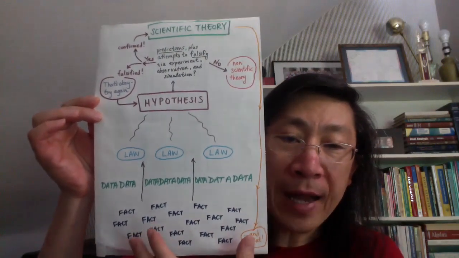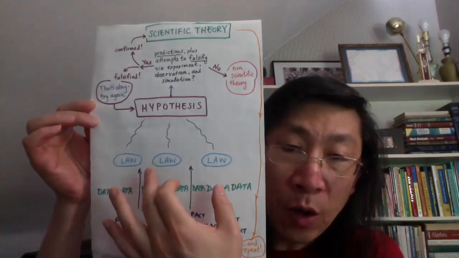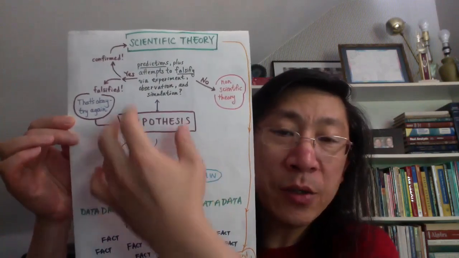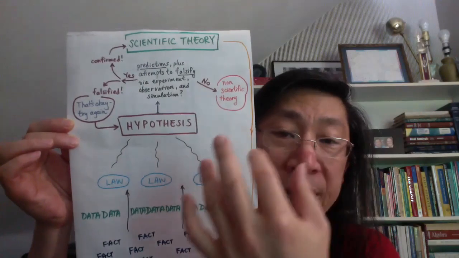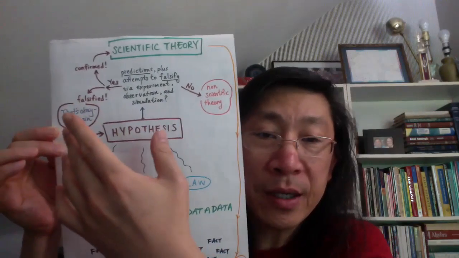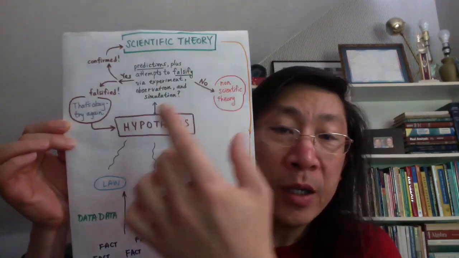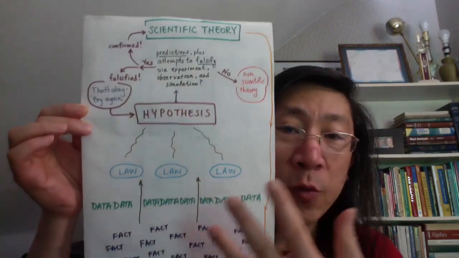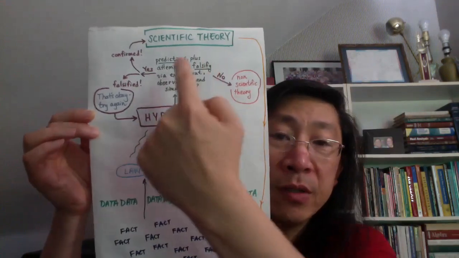The ideas of facts, data, and laws of nature: we try to explain them by making educated guesses known as hypotheses. Are they scientific or non-scientific? Can we confirm them? Are we able to falsify them, or attempt to falsify them? Are they written in such a way that this cycle can continue?